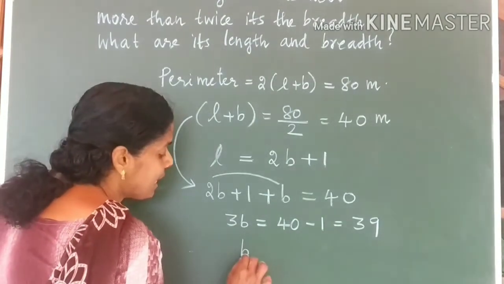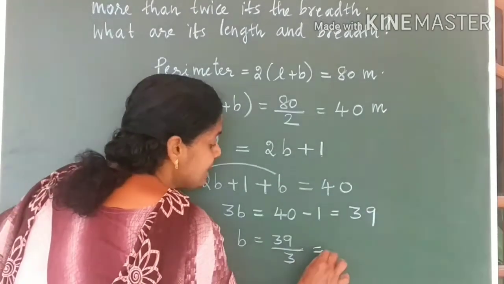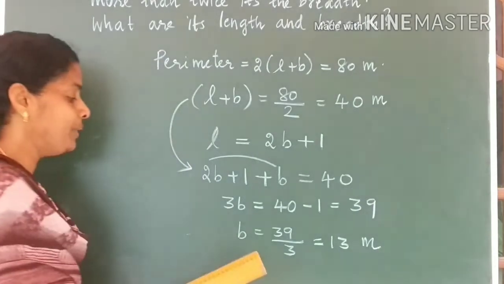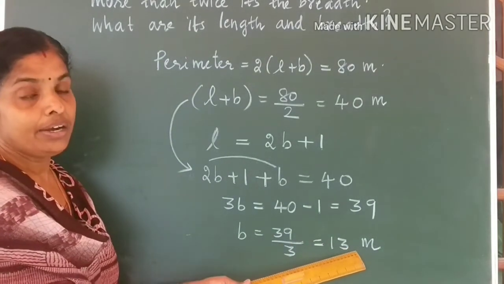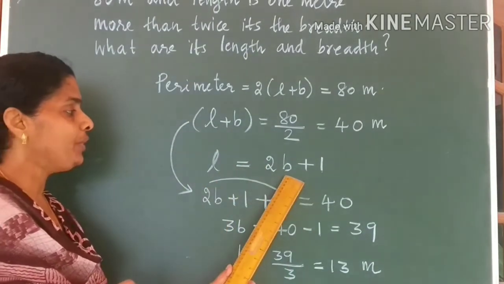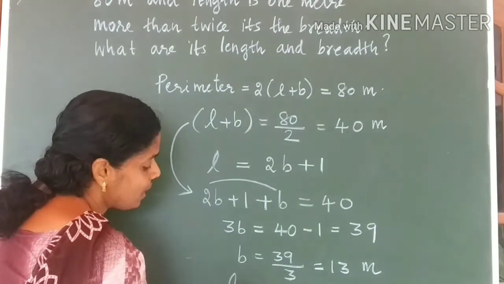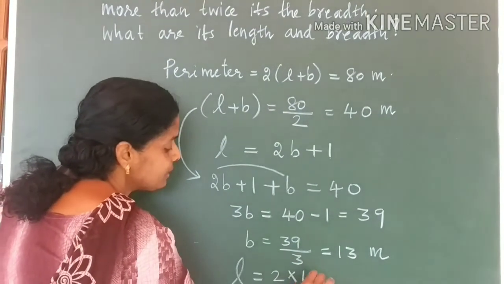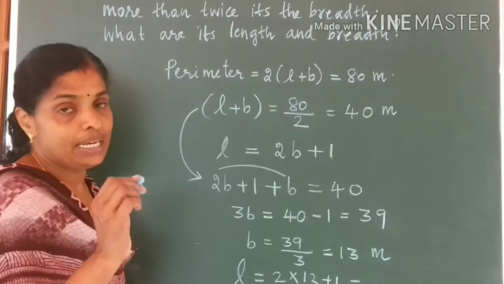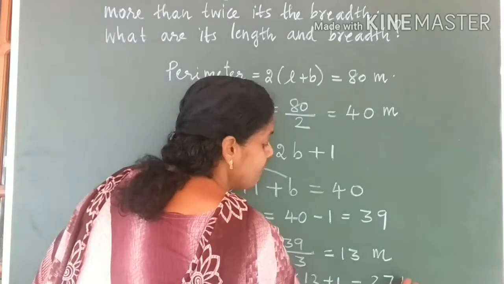So what is b equal to? 39 divided by 3. That gives you 13. So we can say breadth is equal to 13 meter. Now how do you get the length? We know length is equal to 2b plus 1. So we can write L is equal to 2 into 13 plus 1. We know 2 13s are 26. 26 plus 1 gives you 27 meter.